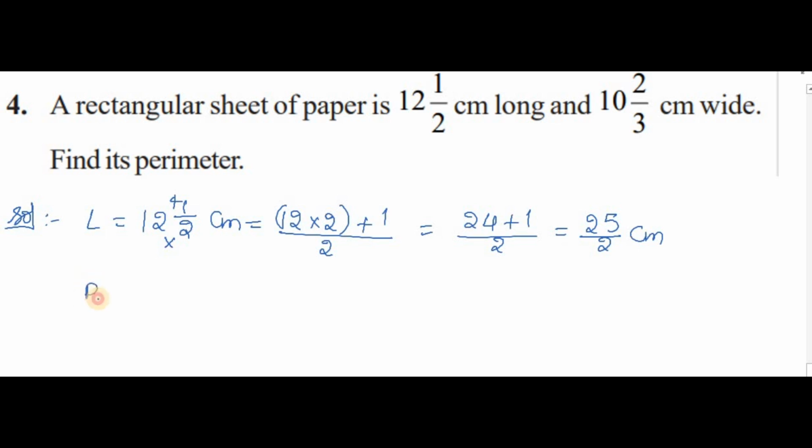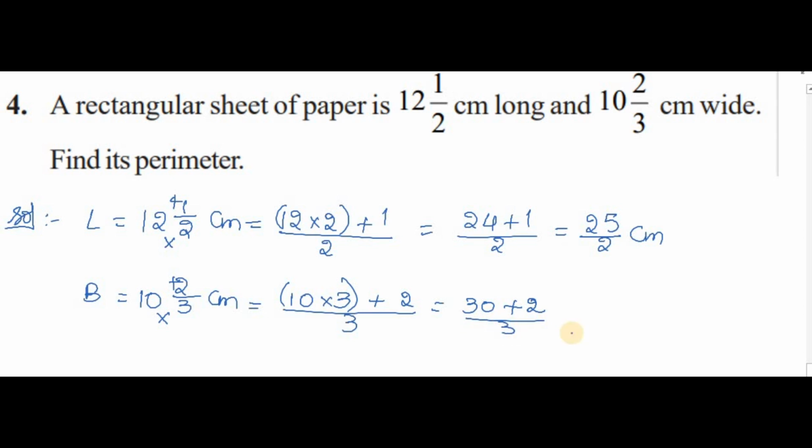And wide is nothing but breadth we can consider here. So 10 2 by 3 centimeters. The same procedure we follow as for the first one. 10 into 3 plus 2 divided by 3. 10 3s are 30 plus 2 by 3. Nothing but 32 by 3 centimeters.